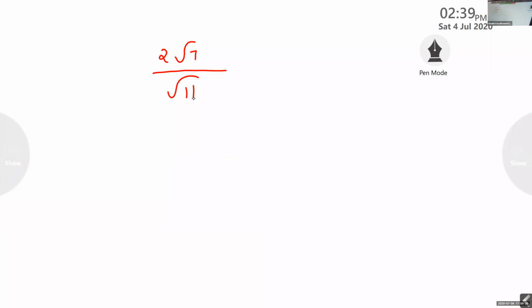Next question is 2 root 7 by root 11. Which number should you multiply? Root 11. Root 11, right? Yes, ma'am.